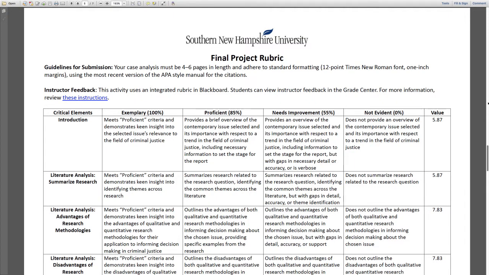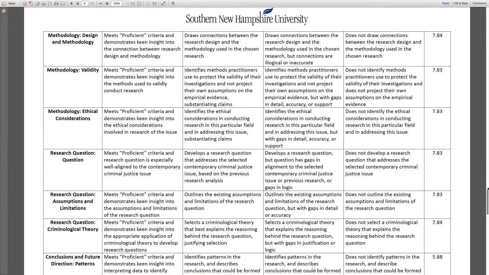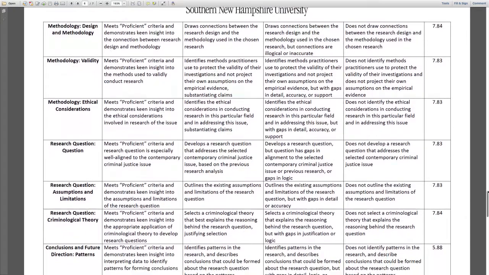Pay attention to them. You want to do a great job on your introduction. You want to do the literature analysis where you summarize the research. You want to do literature analysis where you have the advantages of research methodology, literature analysis of the disadvantages. These are the things that you should have been writing about in your other paper, in the earlier papers, okay? Methodology, the design and methodology, then there's the validity, the ethical considerations, then your research question, assumptions and limitations, the criminological theory, direction, future directions and patterns, that's the end of your paper.